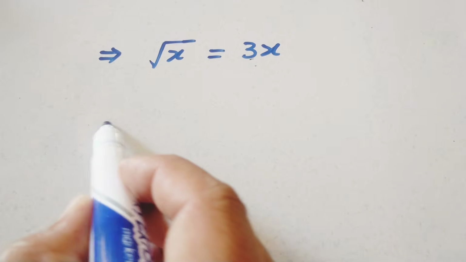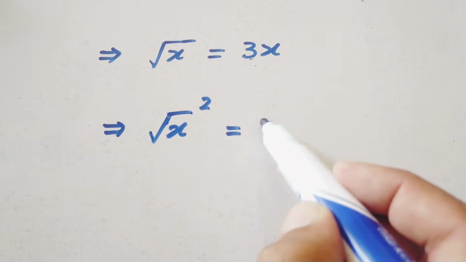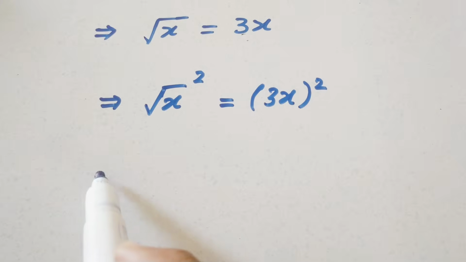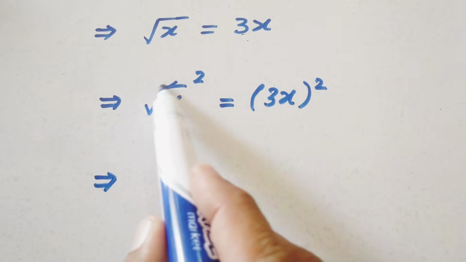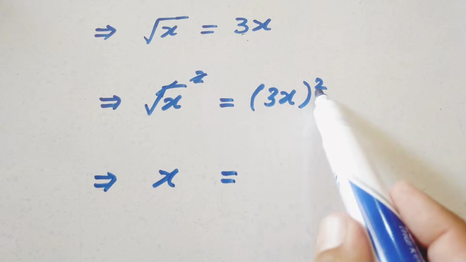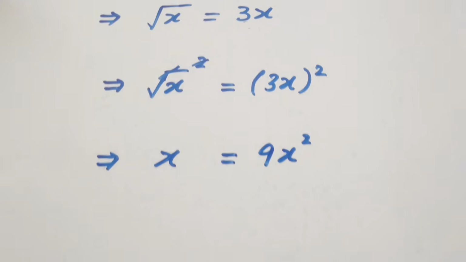Now squaring on both sides, square root of x squared is equal to 3x whole squared. So the square root and square cancel out each other. Here x is equal to 3 squared, which is 9, and x squared. So 3x whole squared will become 9x squared.